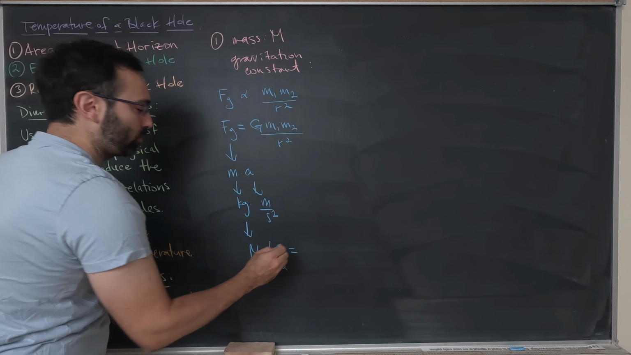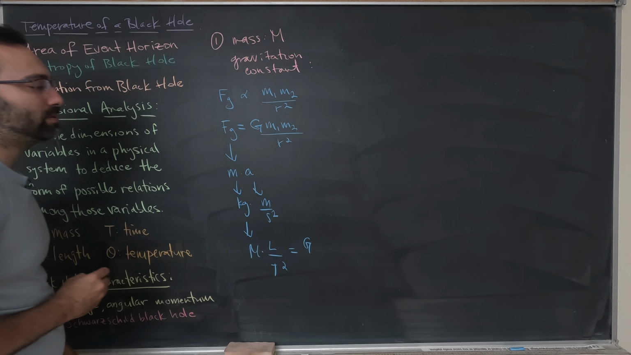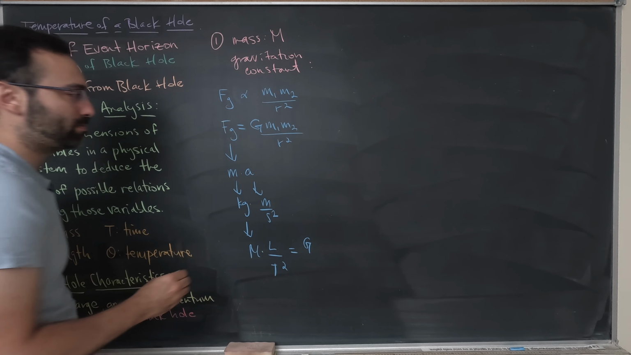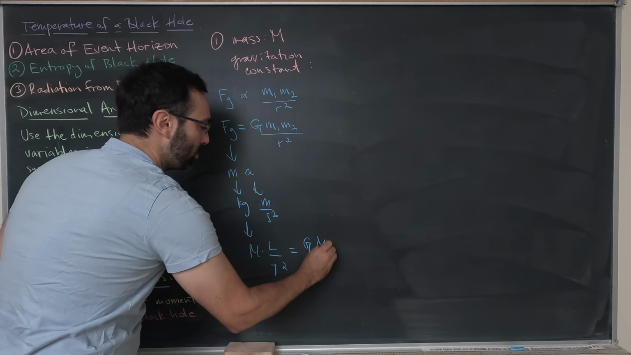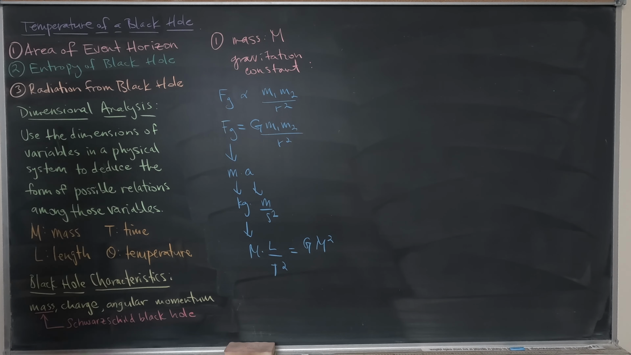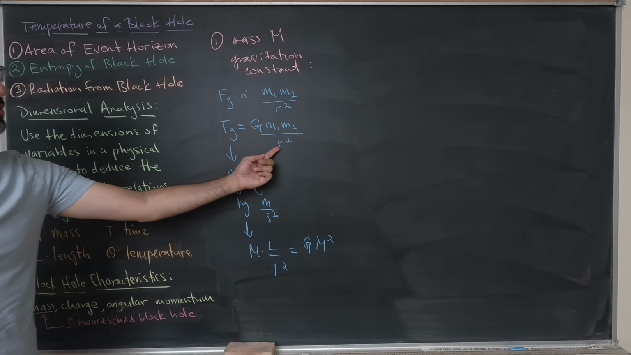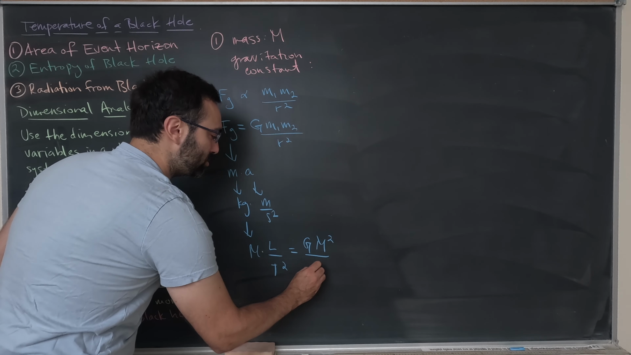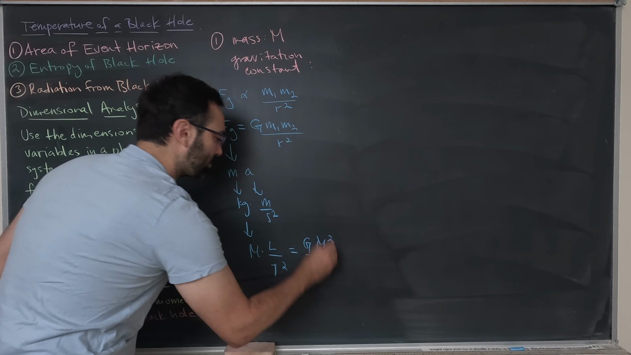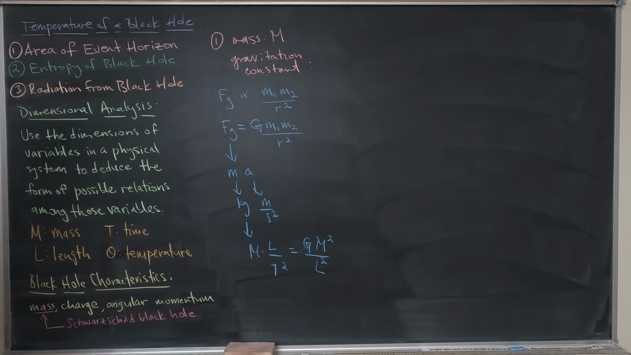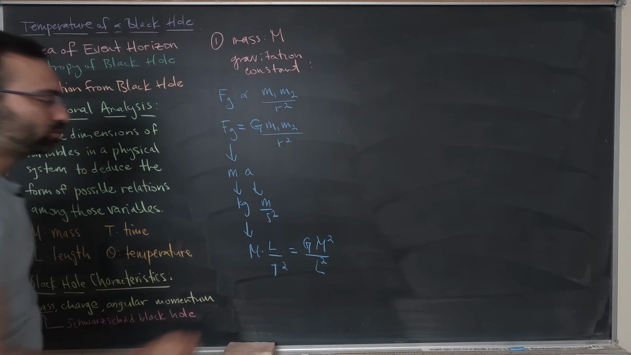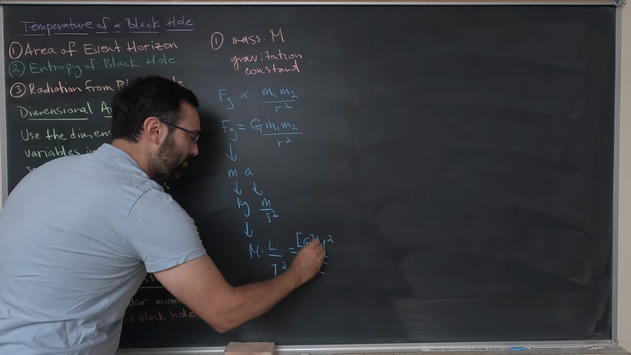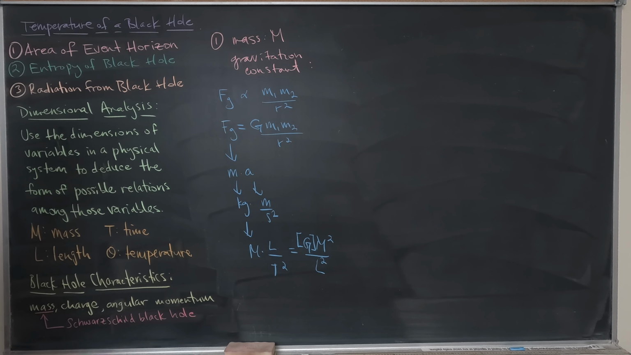On the right side of our equation here, we have G times two masses, the product of two masses. So one mass times another mass gives a mass squared. And then we have this R, which is the distance separating the two masses. And that distance is measured in dimensions of L, or length. So we have length squared. So now we'll put square brackets around G, and that indicates that we're looking for the dimension of that quantity.